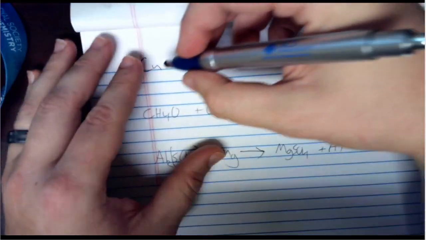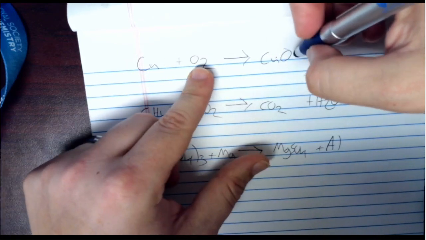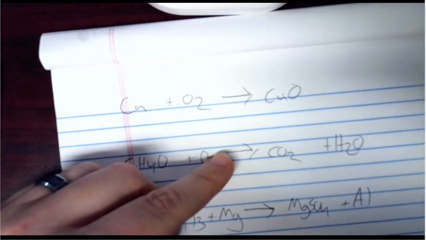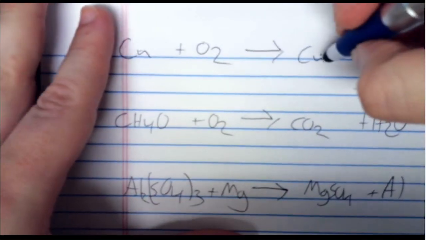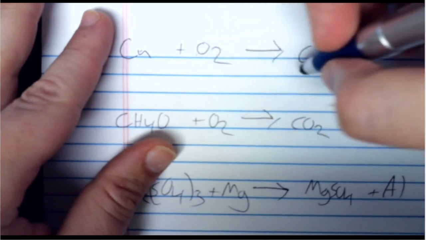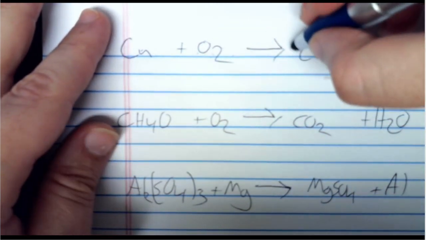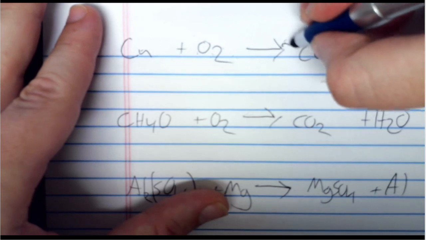This one, copper, that's good. Oxygen 2, oxygen 1, not so good. So how do we balance that? I am not allowed to make this 1/2. I'm not allowed to split this up in any way. So I have to double this.